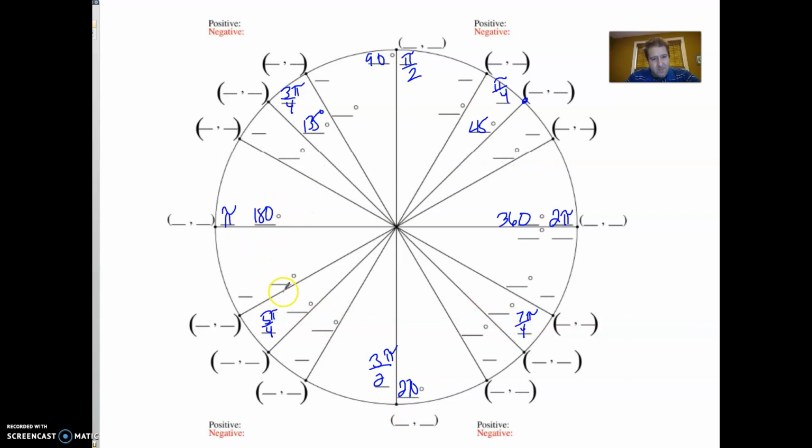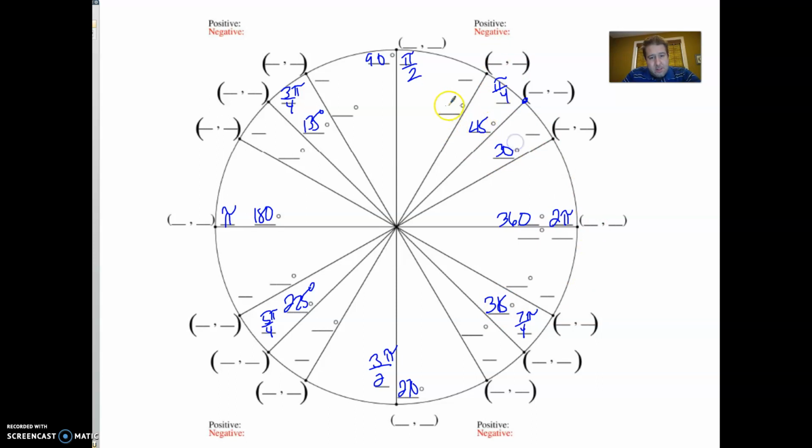I have to do the math here because I don't have these memorized. So this is 180 plus 45, which makes 225 degrees. I don't have the degrees memorized. Add 45, that gives you 270. Add another 45 here, and what is that, 315 degrees.